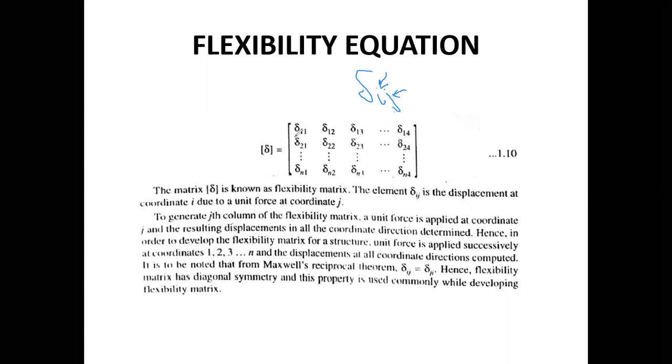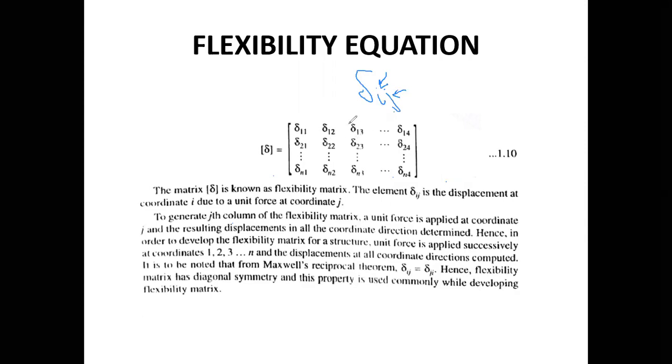So if we say del 11, then we are simply required to calculate the deflection or displacement of the first coordinate if the unit load is applied at the first coordinate itself. If we say del 12, then the value of i is 1 and the value of j is 2. So the unit load is applied at coordinate direction 2, and we are required to calculate the displacement in coordinate direction 1.